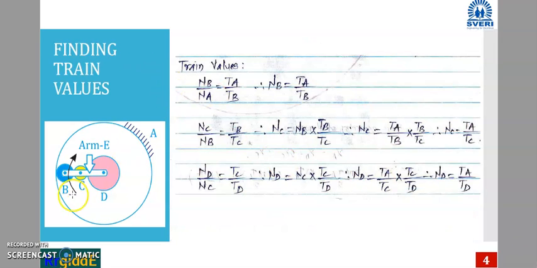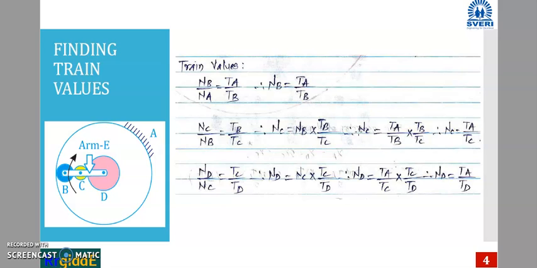Now, as gear B is in mesh with A, we can write the train value like this: NB upon NA is equal to TA upon TB. As NA is equal to 1, we get the value NB is equal to TA upon TB. Similarly, we can write the train value for B and C. So C is in mesh with B. Therefore, NC upon NB is equal to TB upon TC. That is, NC is equal to NB into TB upon TC.